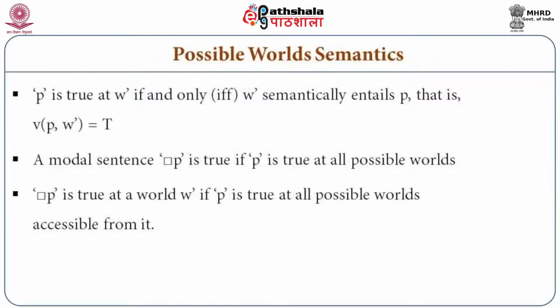How are we to understand a modal sentence like box P, which can be read as it is necessary that P? We will read it like this. Box P is true if and only if P is true at all possible worlds. Or, to be more precise, P is true in all possible worlds which are accessible from the actual world or the referent world. Now, these are commonsensical ways of explaining modal sentences.